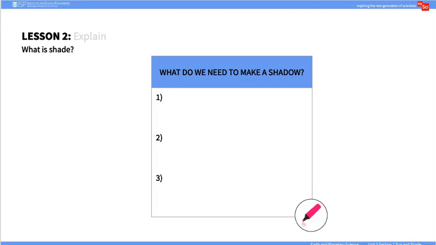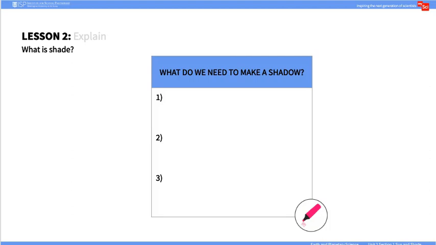In the Explain portion of the lesson, students will use their observations from the previous activities to create a list about what is needed to make a shadow. Record student responses on chart paper. At this point, students should understand that shadows are caused by light, something to block the light, and a surface to see the shadow. Next, they will consider the source of the light in each of their investigations.